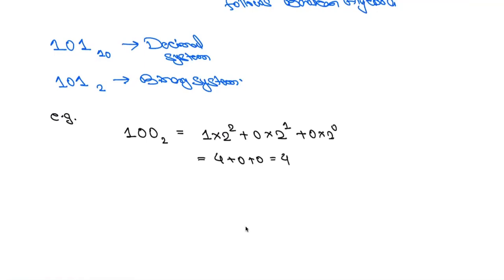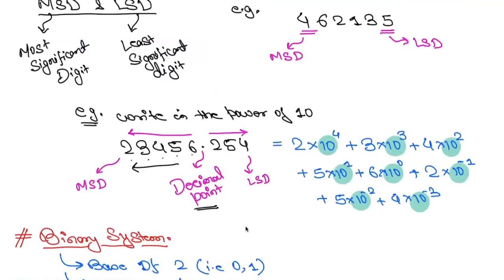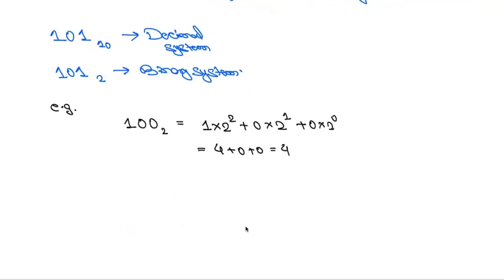Now see the same thing. Decimal point, when you are going this side, the power of 10 is increasing. When you are going this side, the power of 10 is decreasing, right? So we can simply say that if this is, what is the name of this point? Binary point. Let's say 1 0 0 . 0 1 0. If this is a number in binary system, this is the binary point.